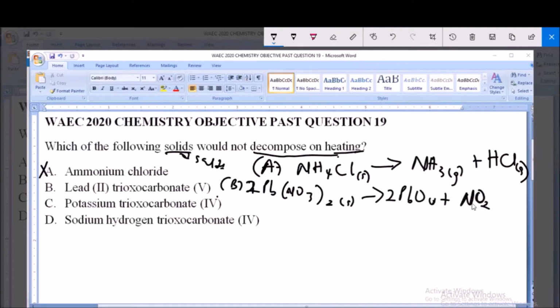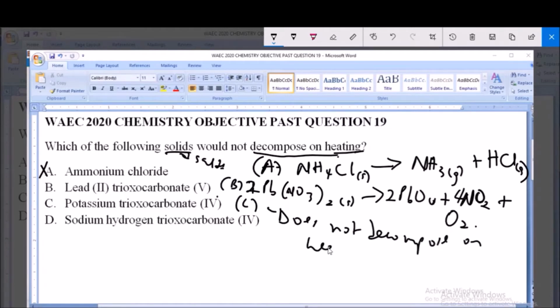and oxygen. So as you can see, lead 2-trioxocarbonate 5 decomposes on heating into lead oxide, nitrogen 4 oxide, and oxygen. Now option C, potassium trioxocarbonate 4, does not decompose on heating. It does not decompose on heating.